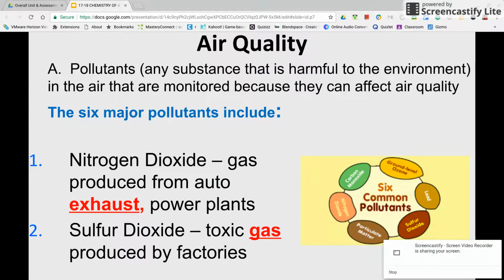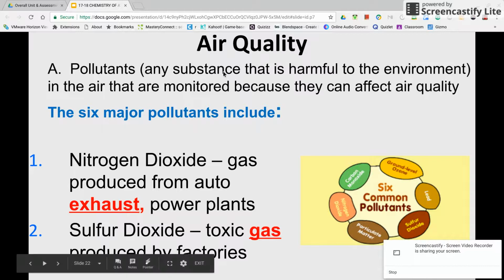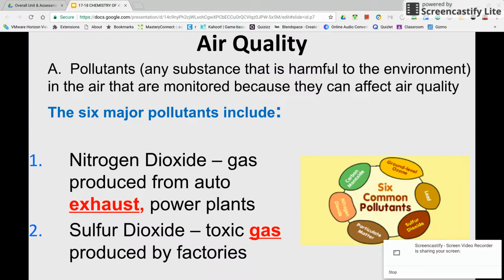Unfortunately, we have things in our society, and even naturally, that get put up into the atmosphere that are considered a pollutant. A pollutant, if you read, is any substance that is harmful to the environment. Now, this can be a substance that's not supposed to be in the atmosphere, and it could also be a substance that's naturally found in the atmosphere, but it may be found in too high of an amount within the atmosphere.